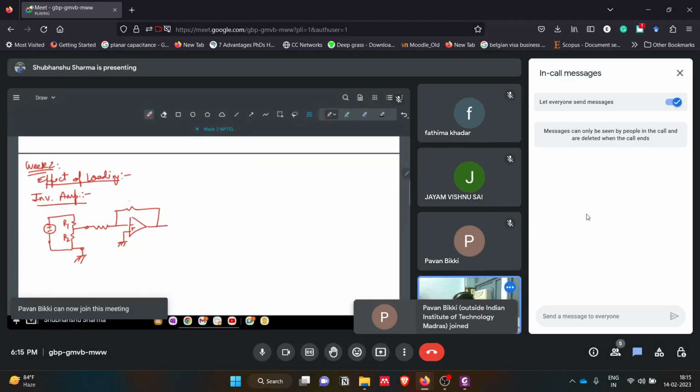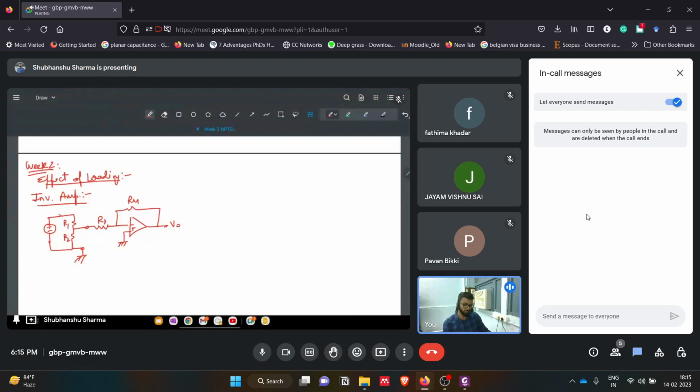So let's say this is R3, R4. So this is V0. So what will happen? We wanted, this is the current which is coming from this source Vs. So this current will distribute here, I1, I2. Why is it going here? Because it is getting a path to flow.